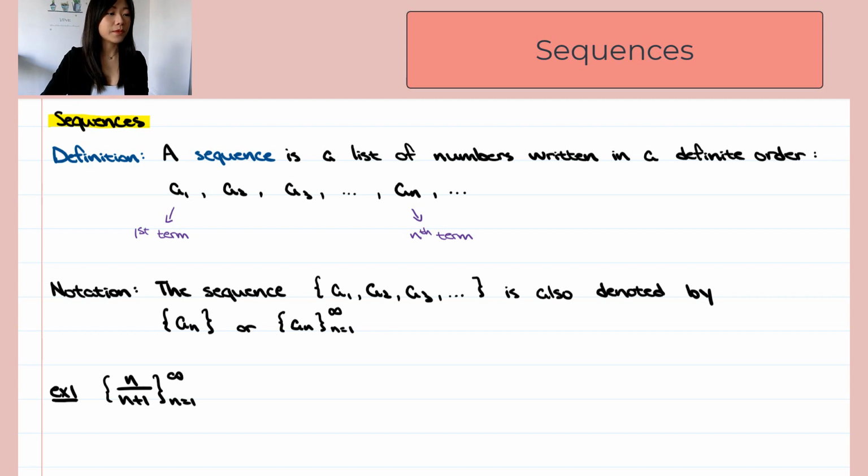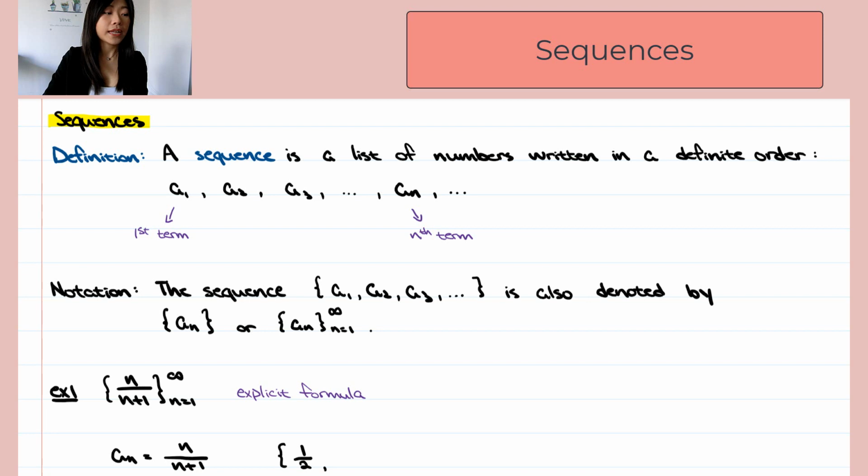Here's the first example. The formula for a_n is explicitly given. The a_n is the term given inside the bracket, which is n divided by n plus 1. So what would be the terms in the sequence? We know that n starts from 1. So the first term will be 1 divided by 1 plus 1, which is half.